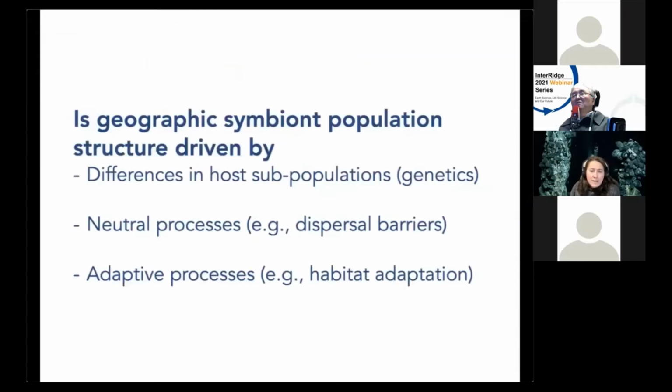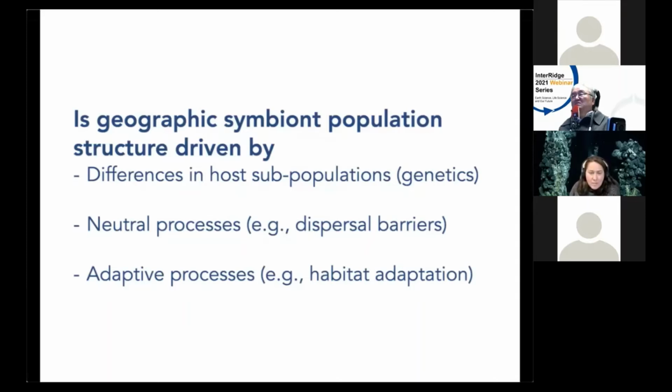So when we see this, the question is: is this differentiation and population structure driven by differences in host genetics? Like, are there differences in the genetics of these hosts from these different sites? They have subpopulations, and that may be driving the structure we're seeing. Does this have to do with neutral processes like dispersal barriers to the symbiont? Or does this also have to do with adaptive processes like adaptation to specific habitats in these different geographic regions?